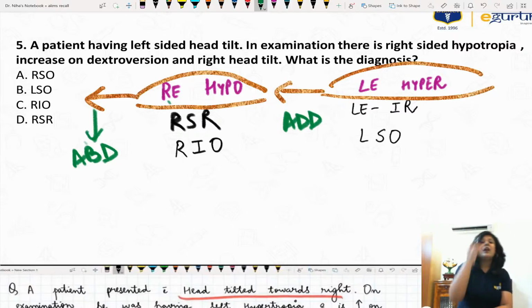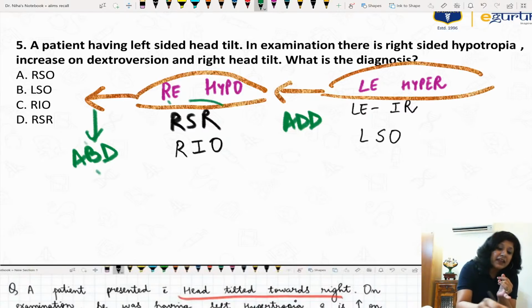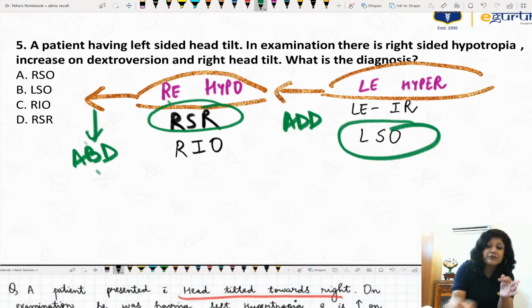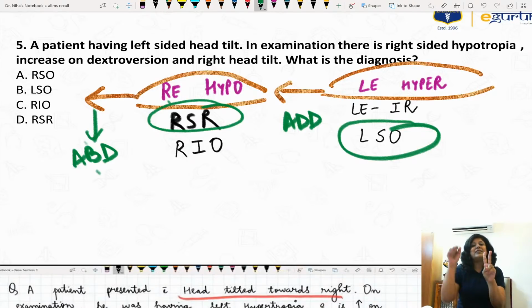adduction. Now what you know, maximum elevation and depression in the abducted eye is by rectus. Maximum elevation and depression in the adducted eye is by oblique. See, I have got two options now. Out of the four, I have got two options. Answer is either superior rectus or it is superior oblique. Now it depends on the third point.